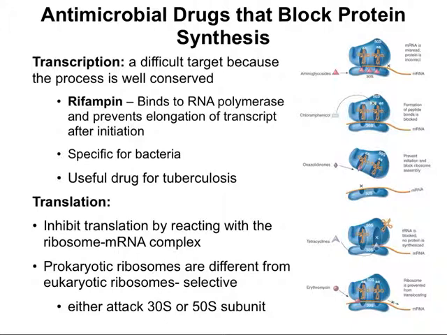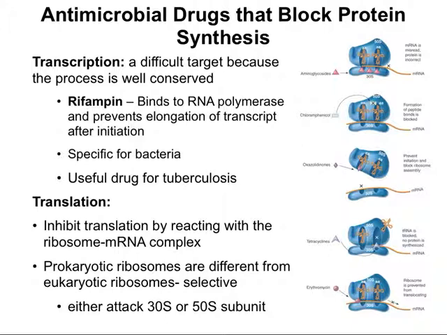Now, translation is the place in protein synthesis where the majority of antibiotics are targeted, simply because the ribosomes of prokaryotes are different than eukaryotic ribosomes. There are 70S ribosomes. They have a 30S subunit and a 50S subunit. So the small subunit and then the larger subunit. Various antibiotics inhibit translation by reacting with that ribosome and messenger RNA complex. Here are a few examples.